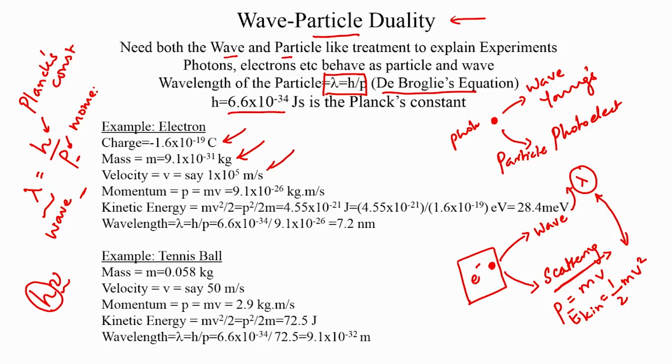For the purpose of this example, we say that it has got a velocity of 10 power 5 meters per second, and therefore, it has got a momentum of mass into velocity which is about 9.1 into 10 power minus 26 kg meter per second, and therefore, it has got a kinetic energy, and this kinetic energy can be represented in joules, but by dividing it by q, which is the magnitude of the charge of the electron, we can also represent energy in terms of a unit called electron volts.